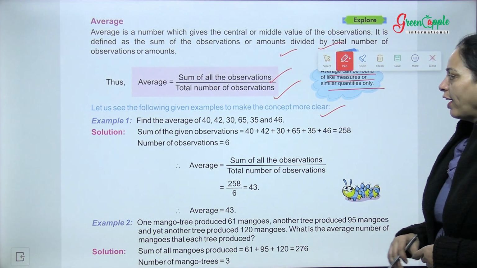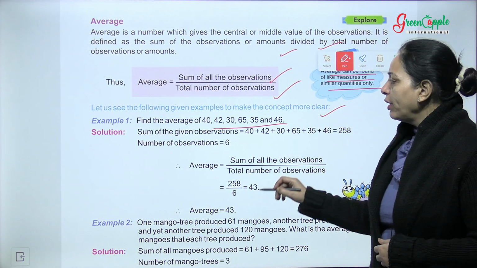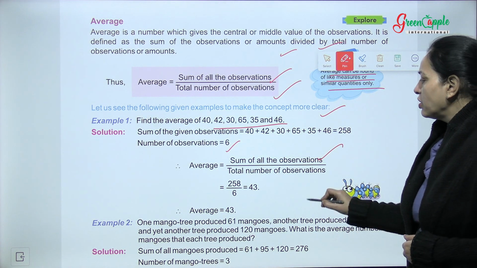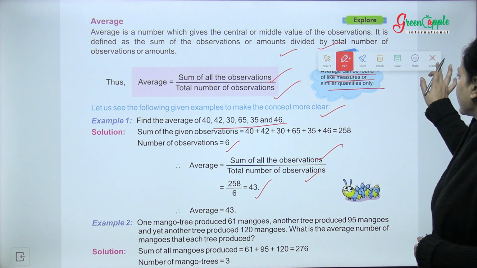Example 1, find the average of these numbers. So add all these numbers, and how many are these? 6. So average is sum of all the observations divided by number of observations. So this is the answer.